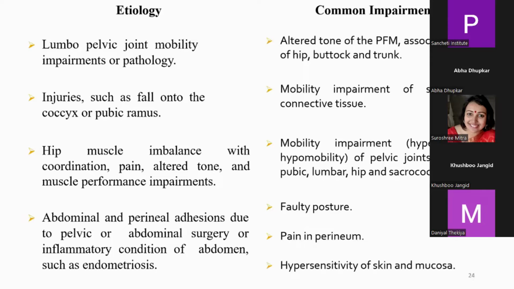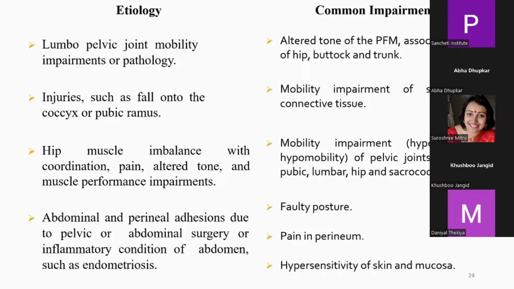Now the impairments you are going to see are that the pelvic floor muscle tone is altered, and along with that the other muscles associated with the altered tone are the hip, buttock and trunk, because they have a very close association with the pelvic floor area. Then mobility impairment of the scar and connective tissue. Then there is mobility impairment of the pelvic joints. Here either the joints can be hypermobile or the joints can be hypomobile. Any of these mobility impairments can be seen.